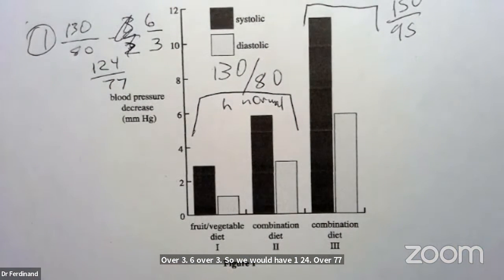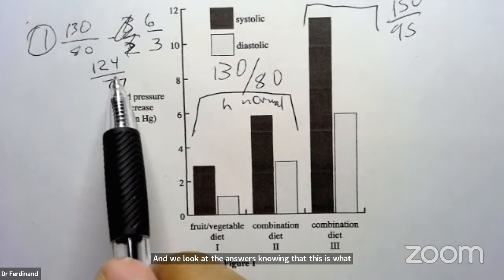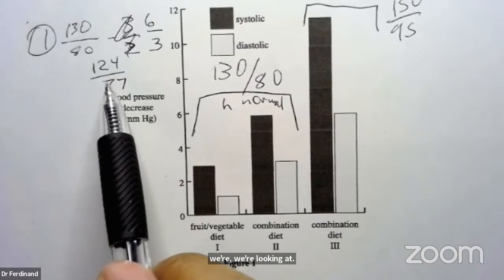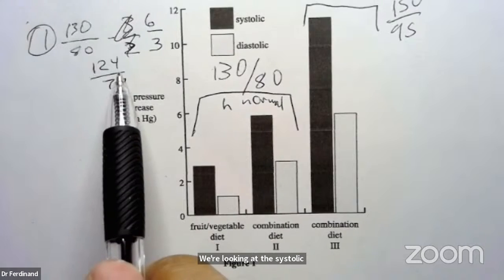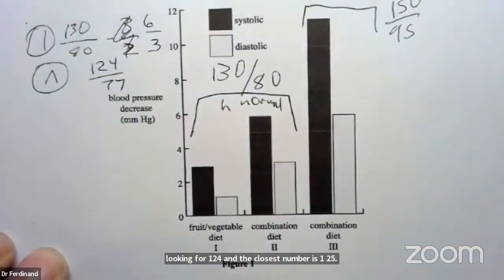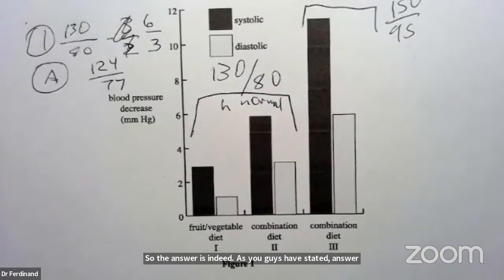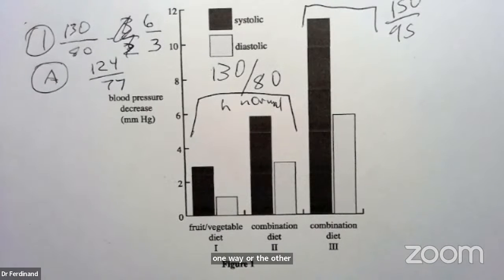And we look at the answers, knowing that we're looking at the systolic pressure. We're looking for 124, and the closest number is 125. So the answer is indeed, as you guys have stated, answer choice A. And there's going to be ambiguity in the exam. There will be times where you calculate something and the actual answer is a little bit off one way or the other. But of course, you know how multiple choice is. Multiple choice is what is the best answer. Okay, so we move on to question number 2.